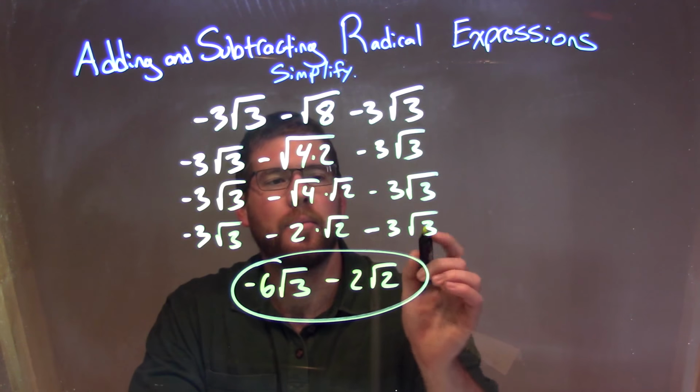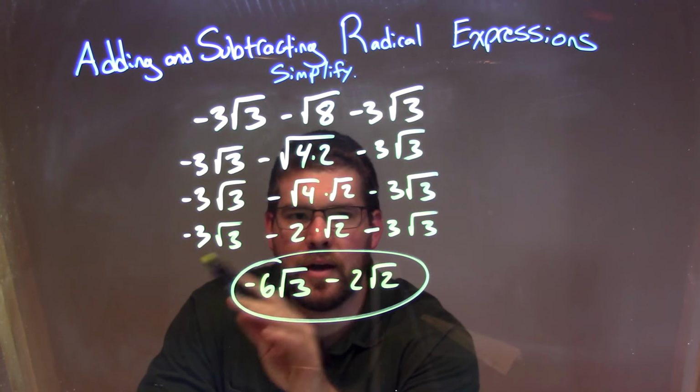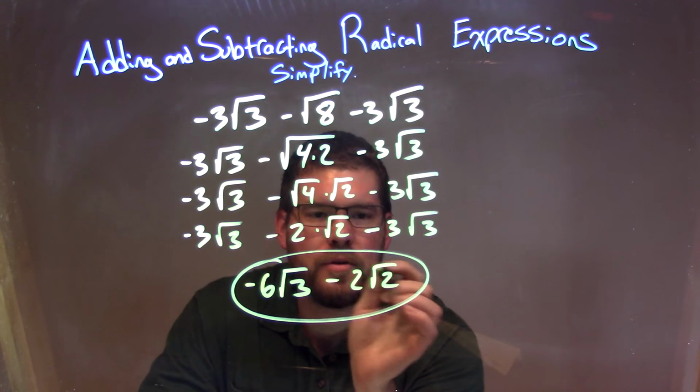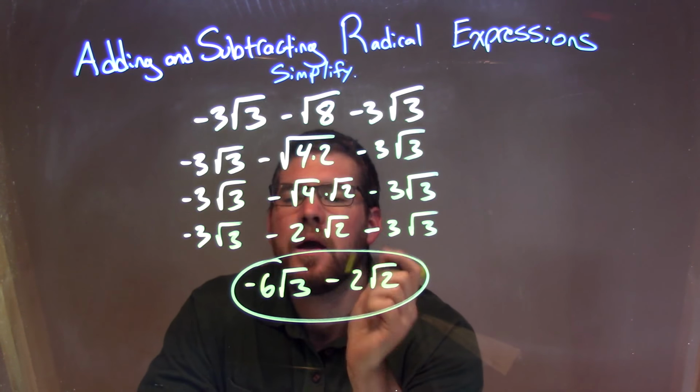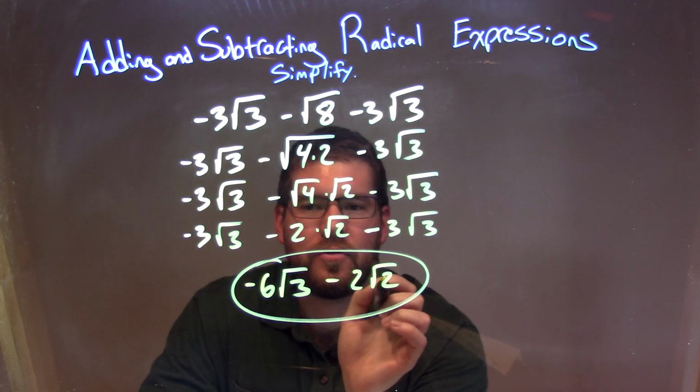So then from there we can combine the ones that have the same square roots, square roots of 3, and then we have -3 and a -3, which gives us a -6 here, and then the square root of 2 is kind of by itself there. So our final answer again is -6 times the square root of 3 minus 2 square root of 2.